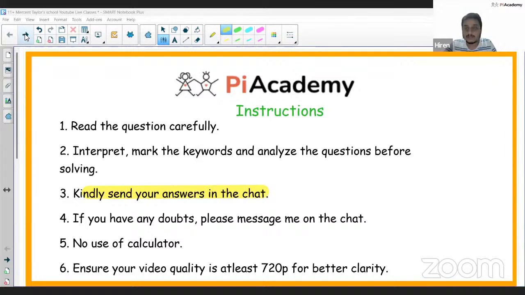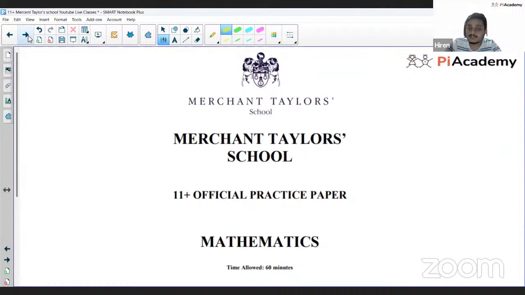Okay, so up to now, you all know we are doing the 11 plus past year paper, but we are going to do Merchant Taylors' School. There are many schools, and today we are doing Merchant Taylors' School. This is the 11 plus official practice paper. So we are going to start this paper.